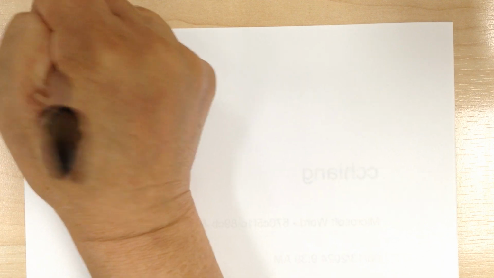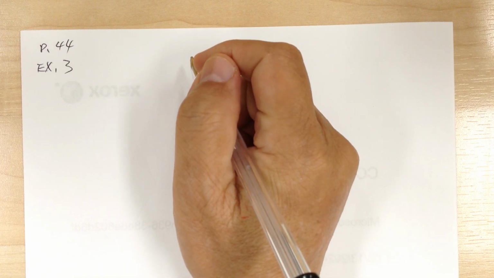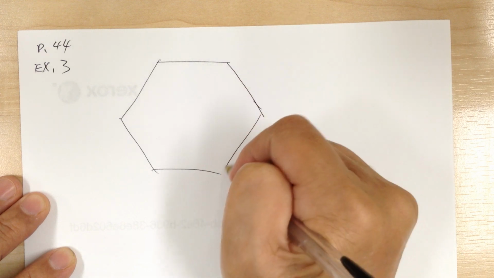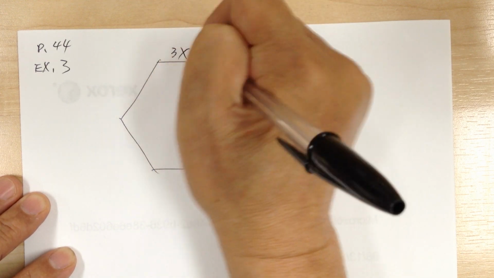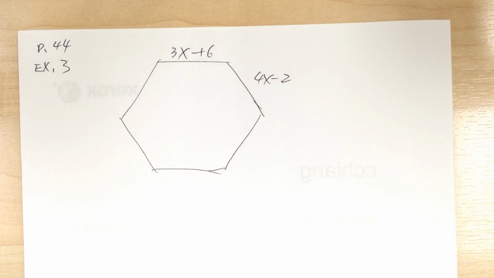Okay, let's go to example 3. You have a table that is a hexagon. This side is 3x plus 6, and this side is 4x minus 2. The problem says a table is shaped like a regular hexagon. Again, regular means it's convex and all 6 sides are congruent and all 6 angles are congruent. And you want to find the length of the side.